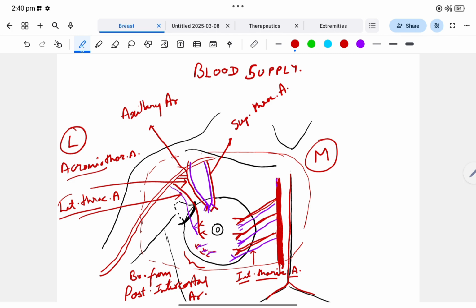Acromiothoracic artery means arising near the acromion process. Somewhere here will be our acromion process, and this whole big artery, the main artery, is known as the axillary artery. From here arise three branches that can be named as LAS. From down to top, L lateral thoracic artery, A acromiothoracic artery, S superior thoracic artery. Thoracic is common in all three; you only have to name lateral, acromio and superior. Superior means it's coming from upward. It's coming near the acromion process, so acromiothoracic. And this is from the lateral side of the body, so lateral thoracic.